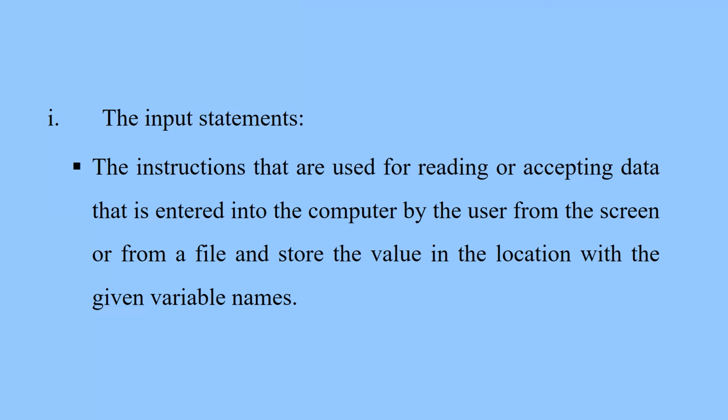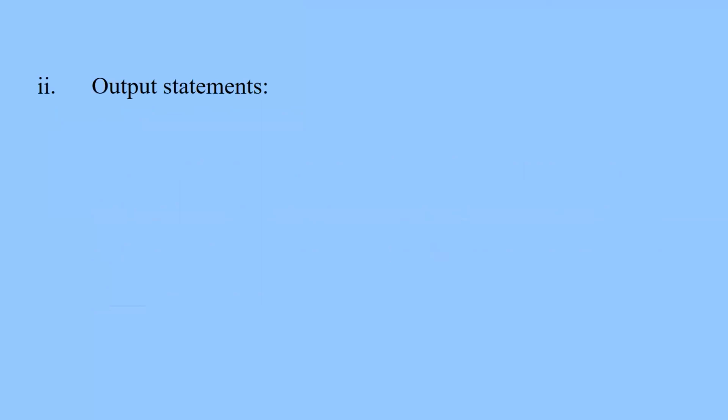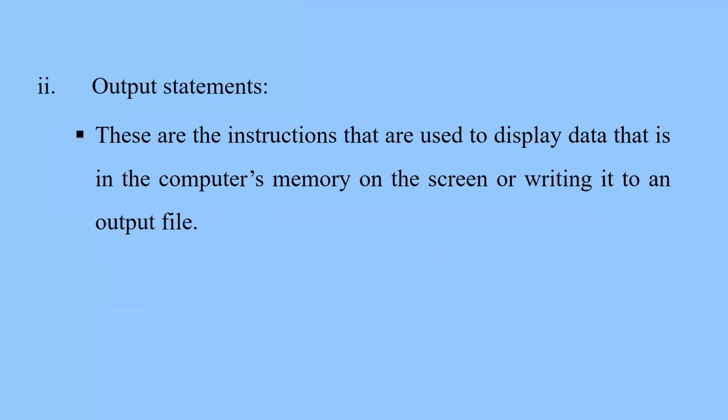But those statements will tell you what to do, or they display something. Those are called output statements, as you are going to see. Therefore, output statements are the instructions that are used to display data that is in the computer's memory on the screen, or write it to a file. And I have said, those statements that make the program interactive, those which are displayed on the screen from the program, can also sometimes be referred to as output statements.